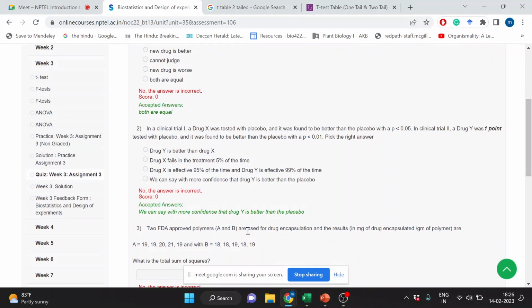Okay, did everyone get this? I would like to draw your attention to these two. They are very similar. p less than 0.05 does not mean that drug X fails 5% of the time. It's not like if I administer a drug to 100 people, it will work 95% of the time. No, that is not the meaning of p less than 0.05. It tells you with what confidence this drug will work. It's different, and please don't confuse one with the other.